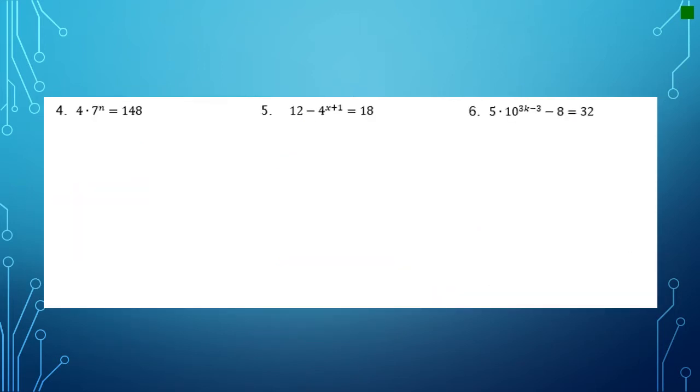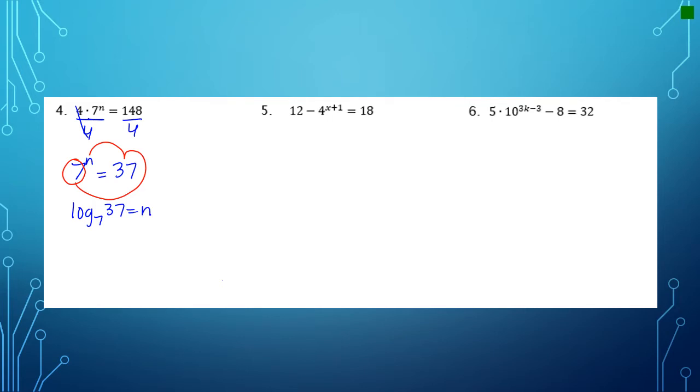All right, here's another one where we have to get the exponential expression isolated. So that would be 7 to the n. So I need to get rid of that 4. So what I'm going to do is divide both sides by 4. And I have 7 to the n equals, and then 148 divided by 4 is 37. Now I have my exponential expression isolated, so I can put it into logarithmic form. So here's my base, so it's going to be log base 7 of 37 equals n.